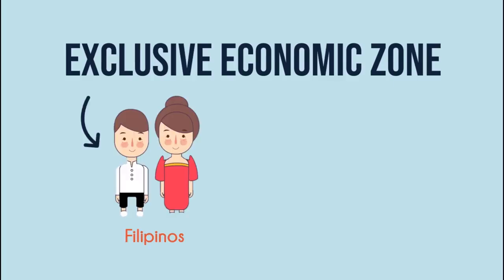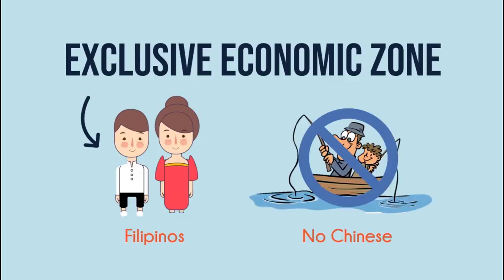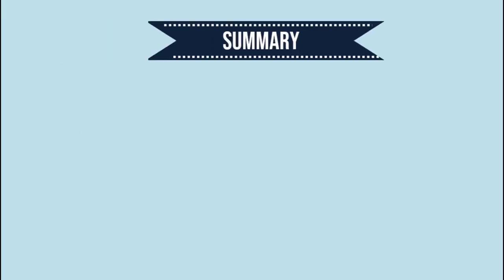Even if we don't have sovereignty over the entire EEZ, we have every right to defend our sovereign rights. It means we can still prohibit the Chinese from fishing in our EEZ, especially that they already have violated our rights. Now let's review the important concepts for this episode.